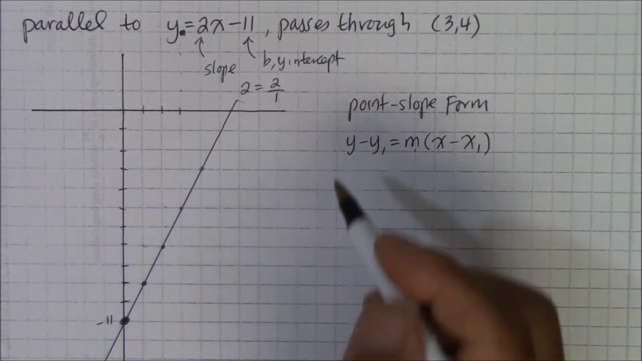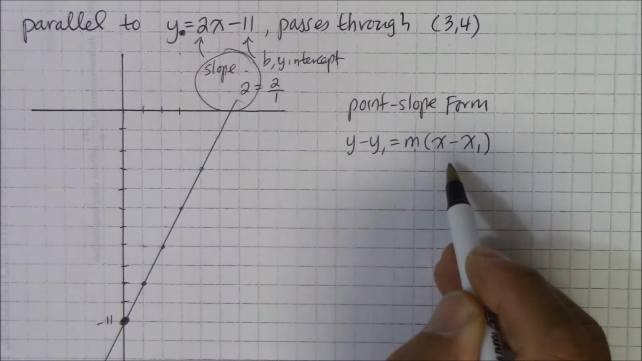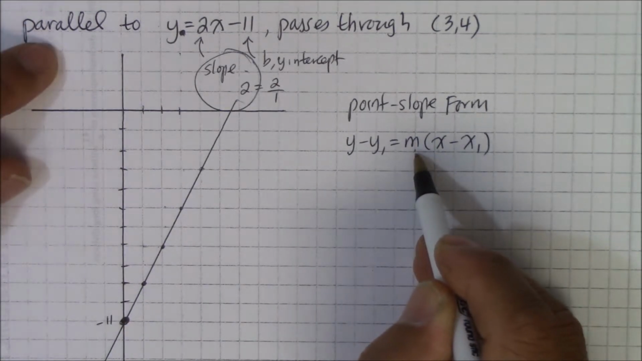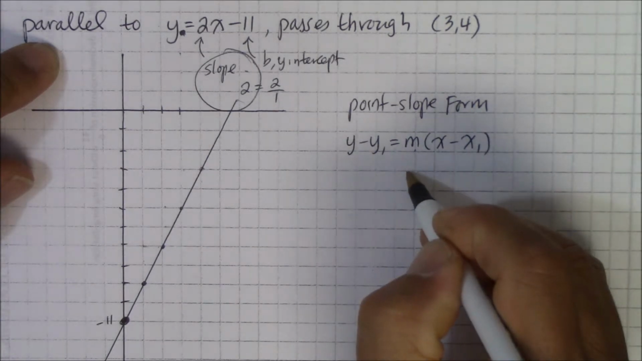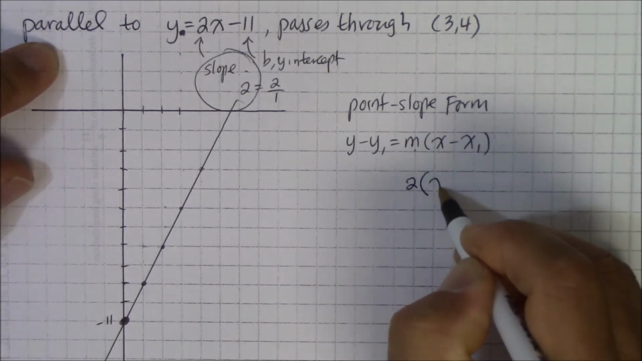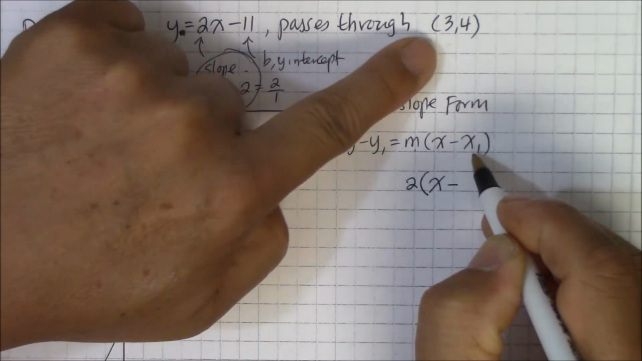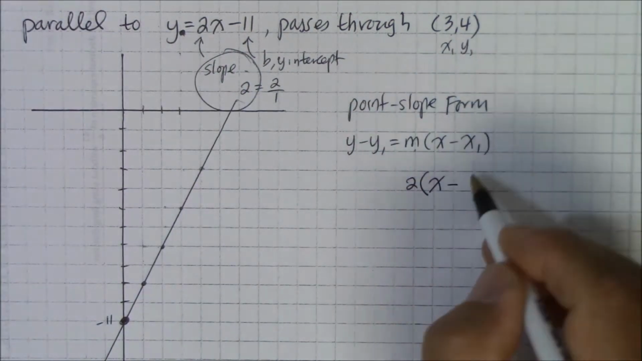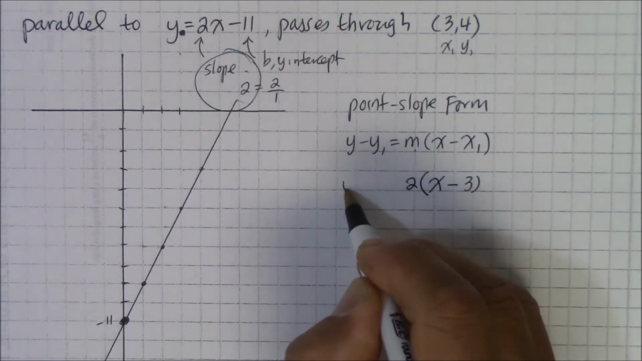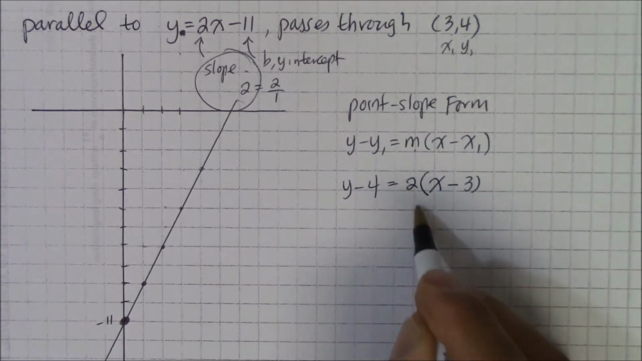So what that means is we're going to take this slope right there and use it in here because they have to be parallel to each other. So the 2 goes here. X minus, what's this x1? It's the new point. This is your x1, y1. So 3 goes here. Then what's this y1? That's the 4.